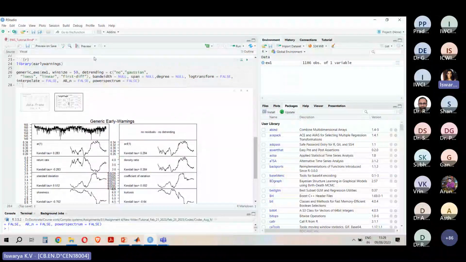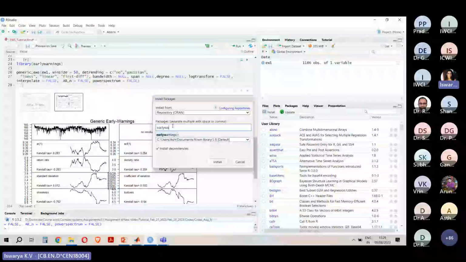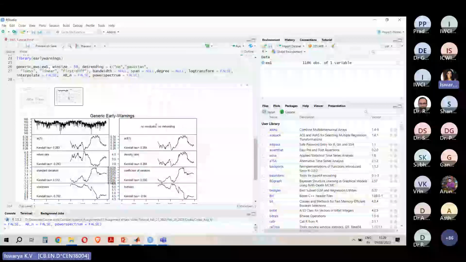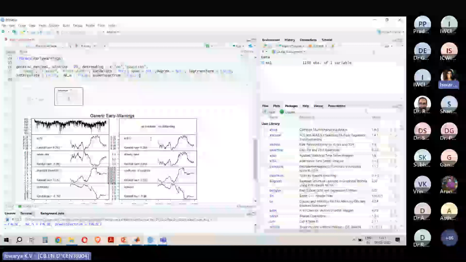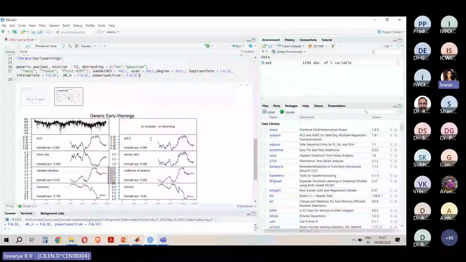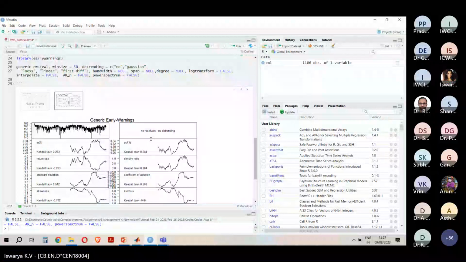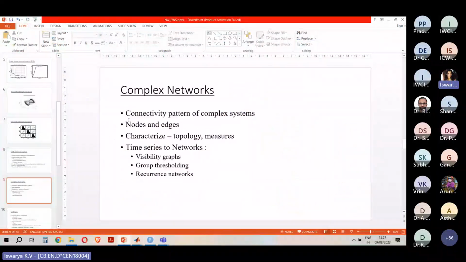In case you need some help, you can just go to install in R and you can type in early warnings. So this should get you the complete package. And then you can also check whether your deep learning systems are able to give you a similar result, whether they are able to forecast or predict the oncoming transition before your EWS toolbox does. So with that, I will be going on to the last part, which is your complex networks.